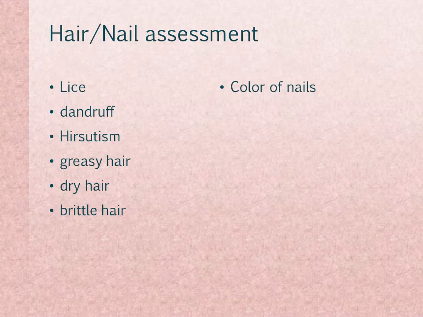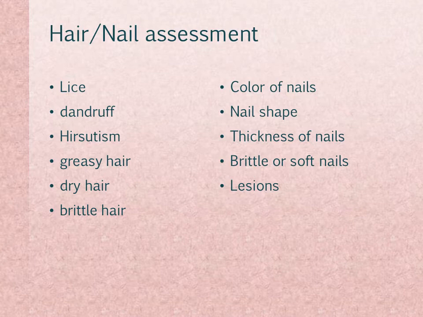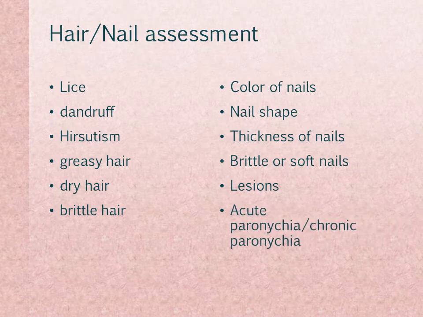Check the color of the nails, the nail shape, and the thickness of the nails. Are the nails brittle or soft? You will also inspect for lesions, and you will assess around the nails for acute paronychia or chronic paronychia. There are common alterations in nail color that can be found on page 465 of your textbook in Table 26-5. This table provides the alteration, clinical finding, and the associated significance. Review this table in your textbook.